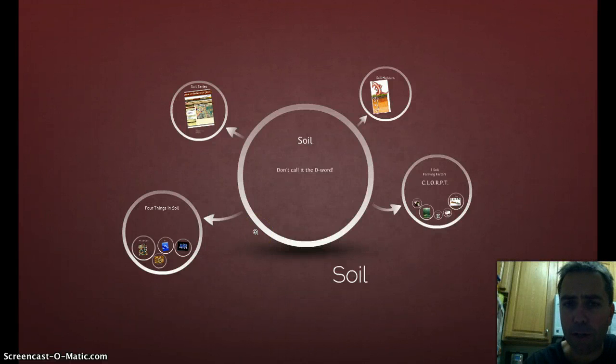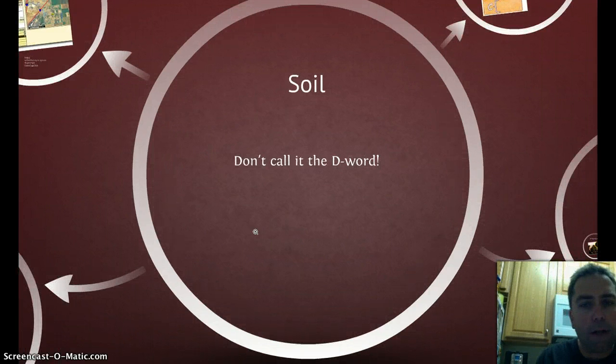All right, we're going to do a crash course in soils. Certainly not everything you need to know, but going to hit on some of the major points. First thing with soil, just a reminder not to call it the D word. Calling it dirt implies that it's a pretty simple topic, and really soils are quite complex.